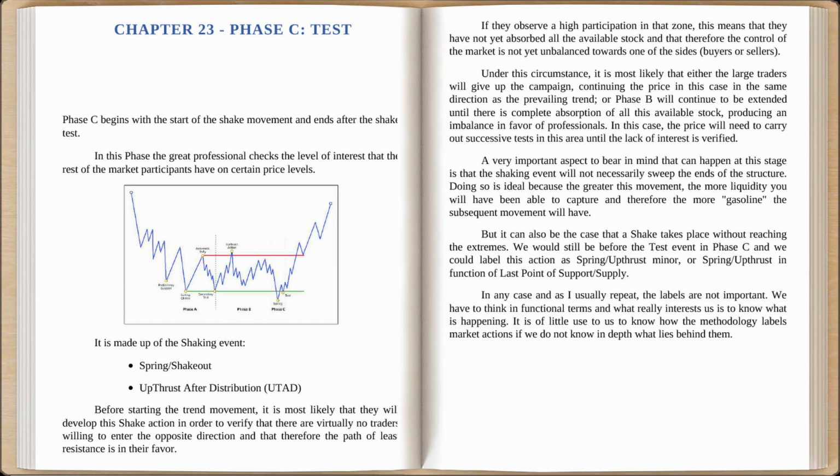Chapter 23. Phase C, test. Phase C begins with the start of the shake movement and ends after the shake test. In this phase, the great professional checks the level of interest that the rest of the market participants have at certain price levels. It is made up of the shaking event: spring, shakeout, upthrust after distribution, UTAD.